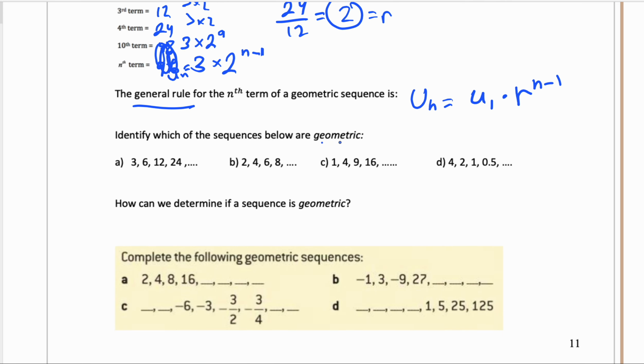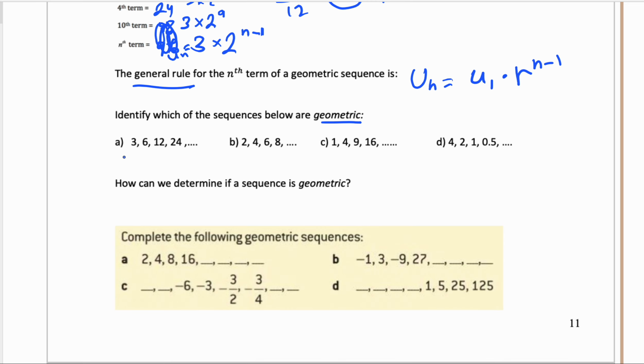Okay, so which of these are geometric? They're only geometric if you divide them and you get the same number. So 6 divided by 3 equals 12 divided by 6 equals 24 divided by 12, which is 2. So they all give you 2, so yes, it's geometric.